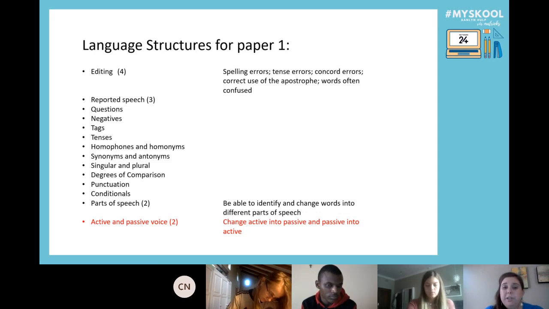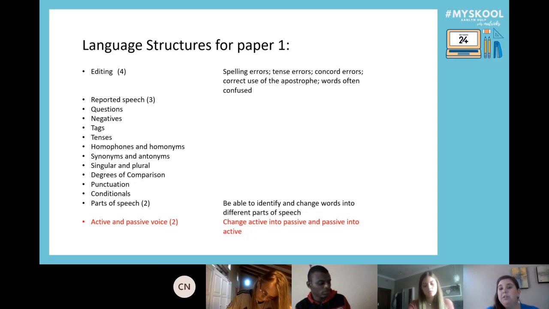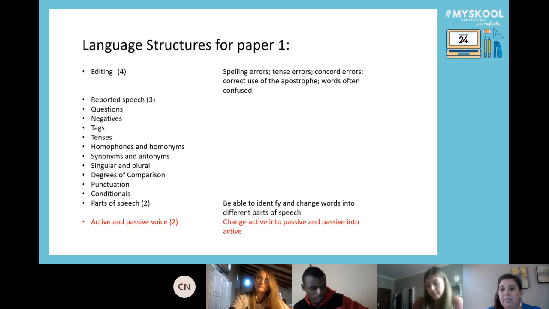Then there's parts of speech, be able to identify and change words into different parts of speech. They may ask you, for example, identify a verb from this sentence or identify the underlined words, what part of speech they are. Then you have to say adjective or adverb or whatever. Or they could ask you to change words, change from an adjective to an adverb. Now, what do you usually add, Marley, to change from an adjective to an adverb? LY. Yes, Marley. She is beautiful, but she sings beautifully. So that is how we usually change from an adjective to an adverb.